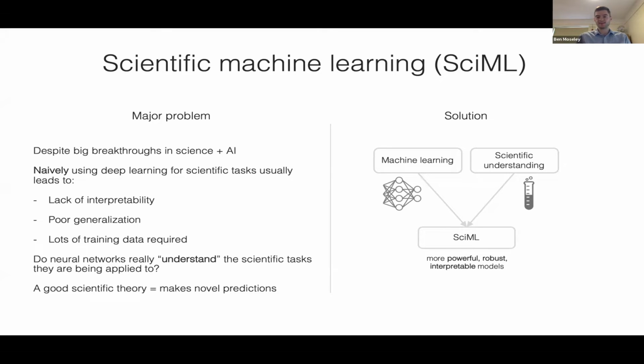And what I see as the core thesis of the field is that we want to more tightly combine scientific principles with machine learning together, and in that way we think that will produce more powerful, robust, and interpretable models for scientific research.